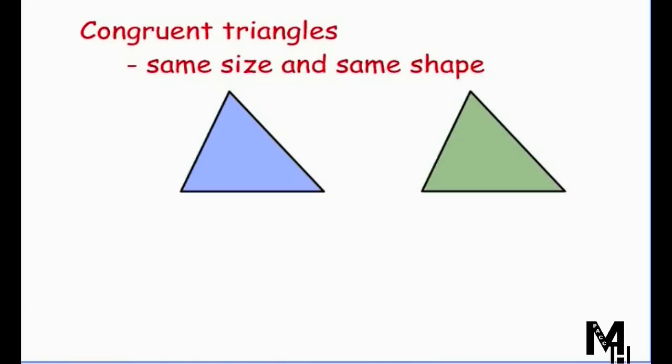What are the three congruency theorems? The three congruency theorems are side, side, side, angle, side, angle, and of course side, angle, side.